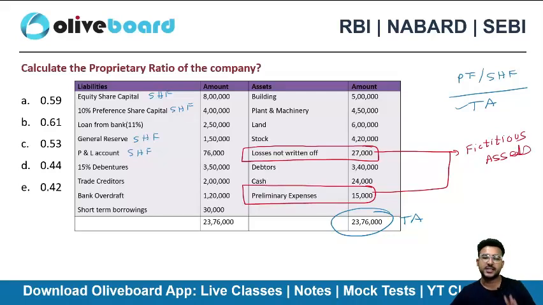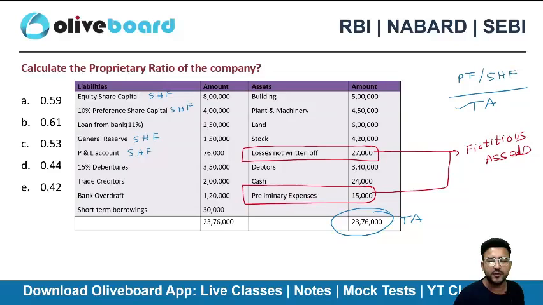Two fictitious assets we are having in the asset column. Now we need to write it off from the total assets because that is not at all an asset. That's a fake asset. That's why we call it fictitious assets. So we cannot take it in the total assets. We need to subtract it from the total assets. However, once I subtract it from the total assets, my balance sheet will be imbalanced. There will be an imbalance in my balance sheet. Why? Because I'm just subtracting it from the total assets.